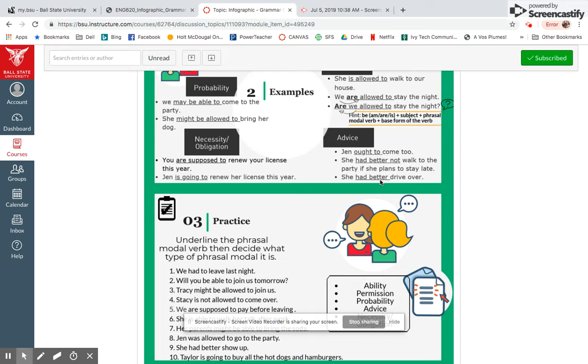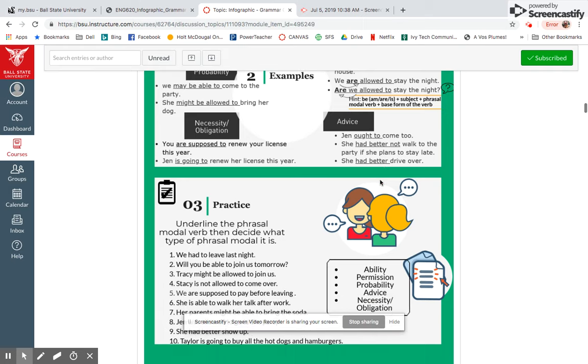Additionally, how do we know it has to be a verb that comes after the model? Think of the substitution test and maybe showing why it has to be a verb. And then how do we know that a phrasal model functions as a single unit?